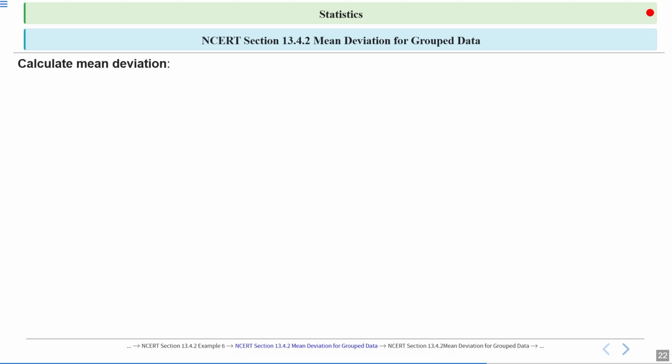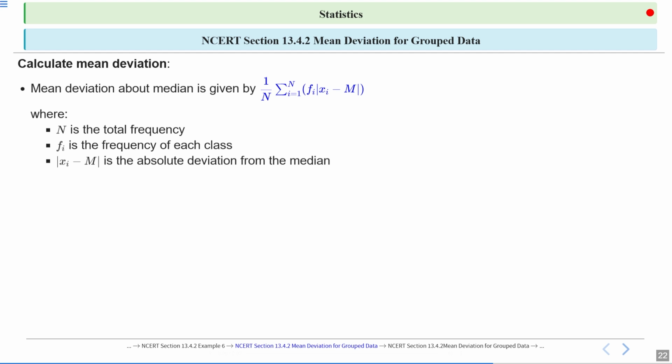Let's look at how to calculate the mean deviation. Here is the formula for mean deviation about the median. The mean deviation is given by 1 by n, summation i equals 1 to n, fi multiplied with the absolute value of xi minus m, where n is the total frequency, fi is the frequency of each class, xi is the middle value of each class, and m is the median.